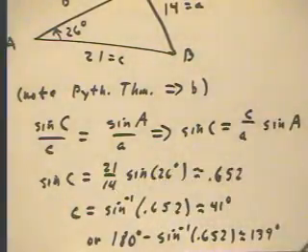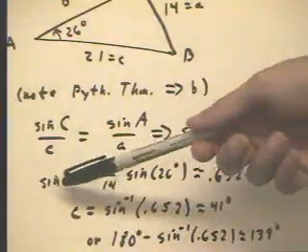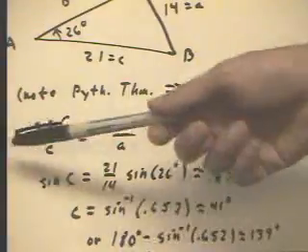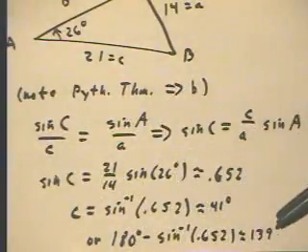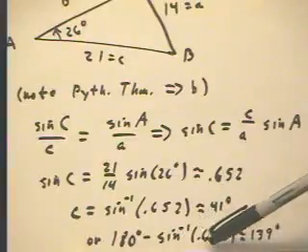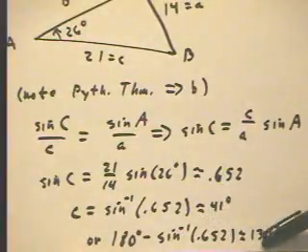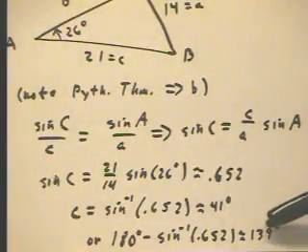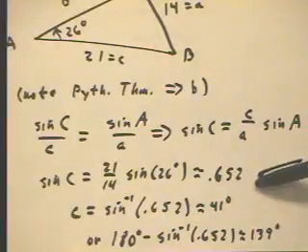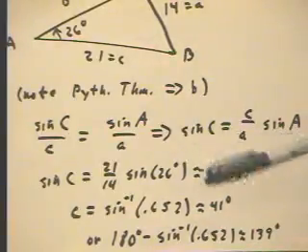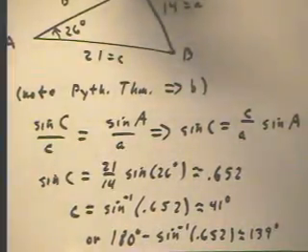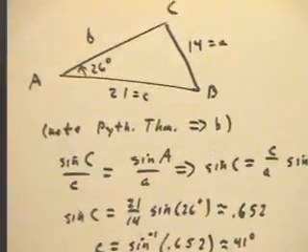Now this is an ambiguous case, it turns out. We say that the sine of C is 0.652. 41 degrees is one solution to the equation sine C equals 0.652. 180 degrees minus the inverse sine of 0.652, or 139 degrees, is another solution. And you can see that by looking at the reference triangle. There are two angles that give us a sine of 0.652, a first quadrant angle and a second quadrant angle.